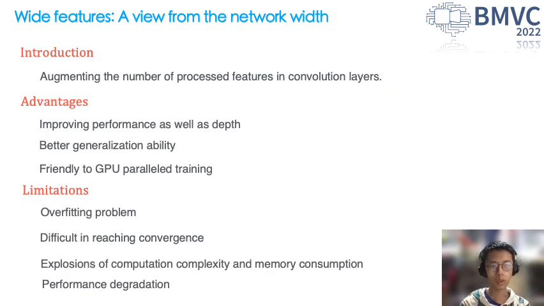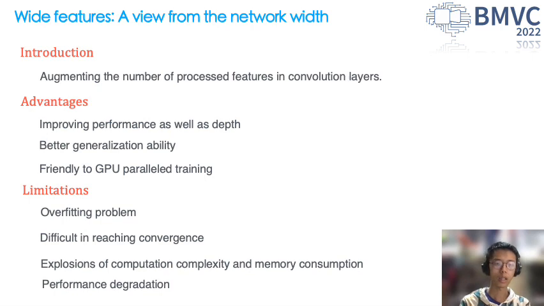First, we introduce the wide feature, a view from the network width. The wide feature means augmenting the number of processed features in convolution layers. Training a wider network has several advantages. For instance, a wider network could improve performance as well as depth and obtain better generalization.